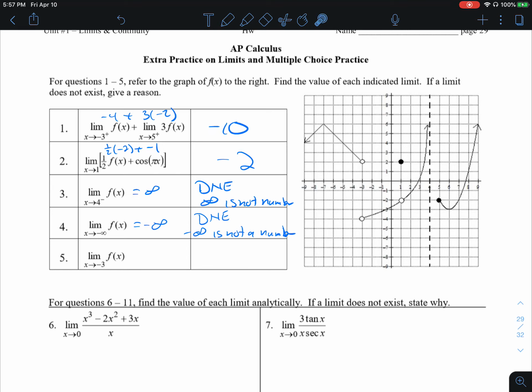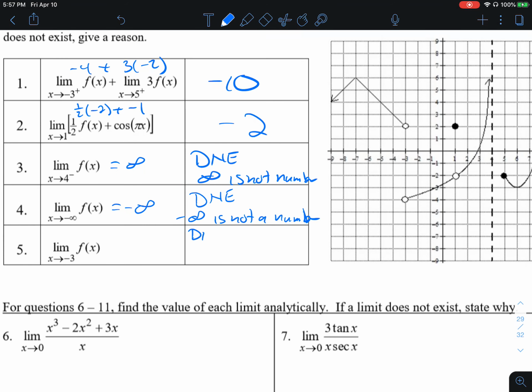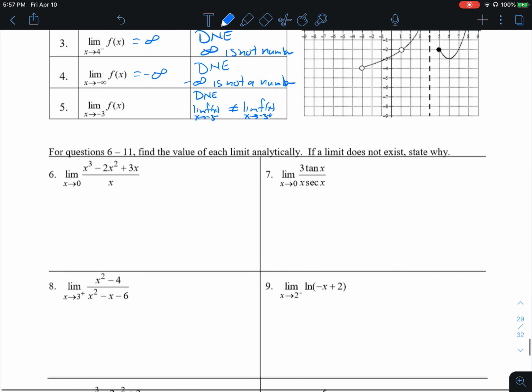What's the limit of f of x as x approaches -3? Well, from the left, it's 2. From the right, it's -4. Therefore, this limit does not exist. And the reason is the limit of f of x as x approaches -3 from the left does not equal the limit of f of x as x approaches -3 from the right.